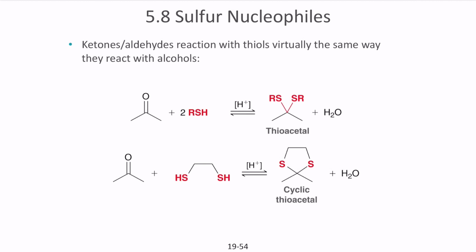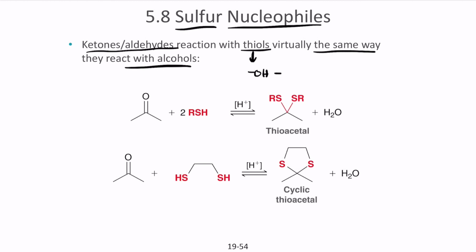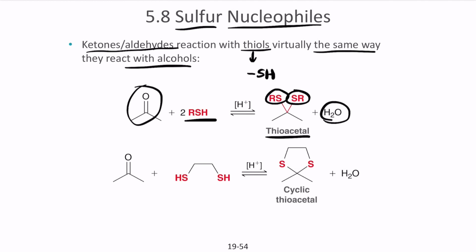So next let's go on to the topic of sulfur nucleophiles. Ketones and aldehydes react with thiols virtually the same way as they react with alcohols. Remember, a thiol has an SH in place of OH. Replacing the oxygen with sulfur gives what we call a thiol. If a ketone reacts with a thiol, that results in the formation of a thioacetal. So in place of OR, you get SR groups, and you end up releasing water.